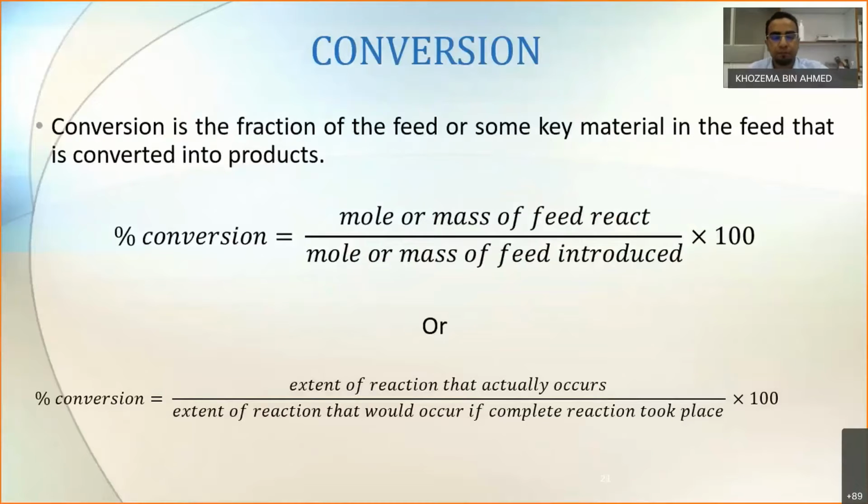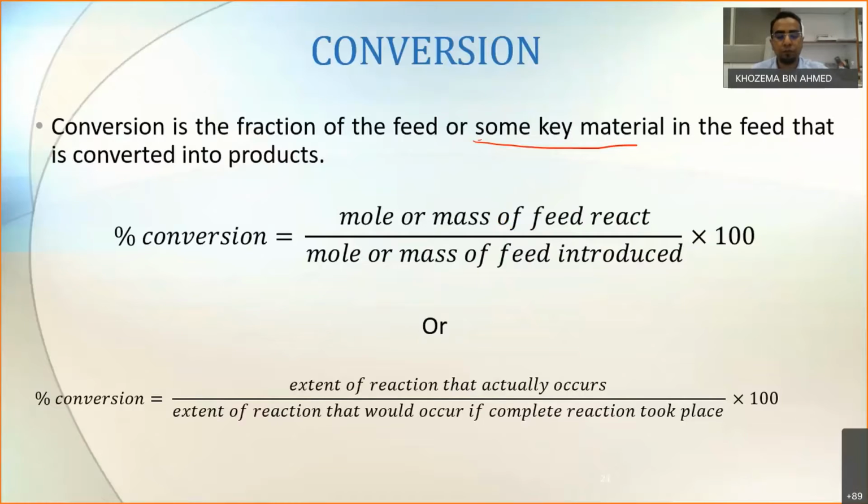The next concept and terminology that we need to know is conversion. The definition is that conversion is the fraction of feed or some key material in the feed that is converted into product. The key material here is usually referring to our limiting reactant. So most of the time when we are talking about conversion, we are talking about how much of our limiting reactant is converted into the product.